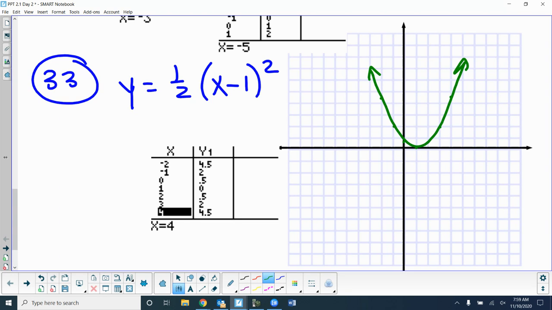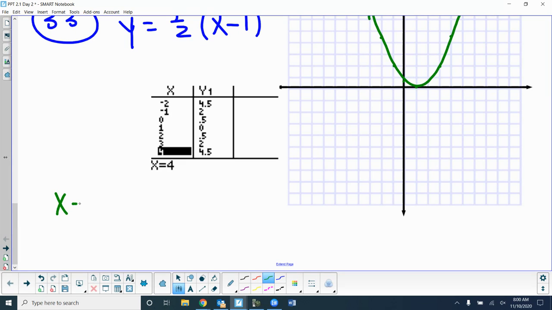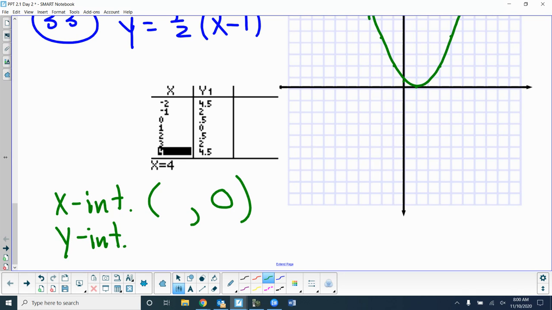36, again, just put it in the calculator. And then 39 and 42, all you had to do is find the x and y intercepts. Remember, x-intercept, what do you put in for y? 0, right? Y-intercept, what do you put in for x? 0. You just put in 0 for y, 0 for x to find those answers. So 39 was 60 for the x-intercept and 12/5, which is 2.4, for the y-intercept.